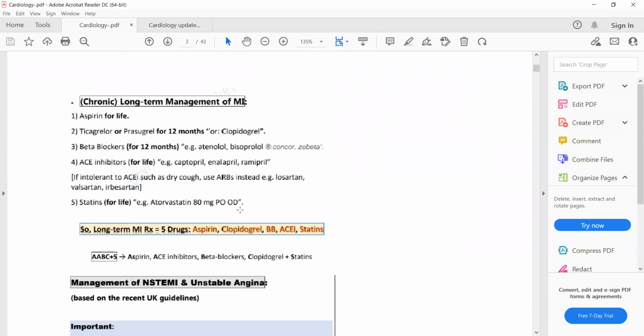Now, long-term management; this was all about acute management of MI. What are the drugs that are used for the long-term management of MI? Aspirin 75 mg is given for life, and a second antiplatelet drug such as ticagrelor or prasugrel or clopidogrel is given for 12 months.